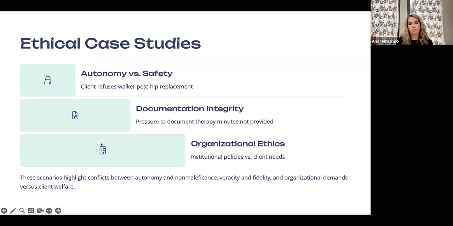Now, ethical case studies. I want to go through a little bit with this here.